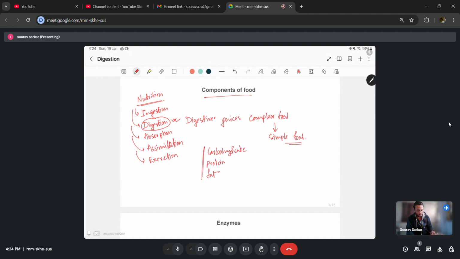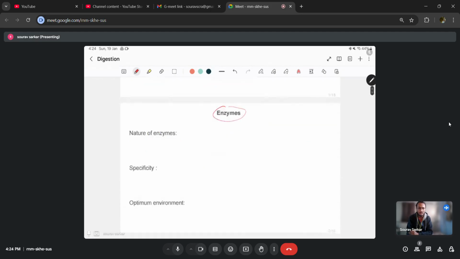Now there is a chemical known as enzyme. So what are enzymes? Enzymes are protein in nature, sorry, protein in nature components, and they act as a biocatalyst.